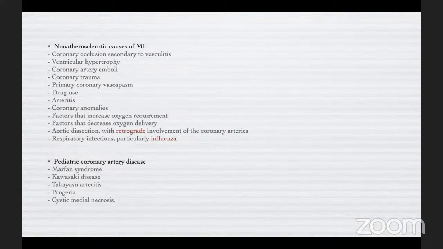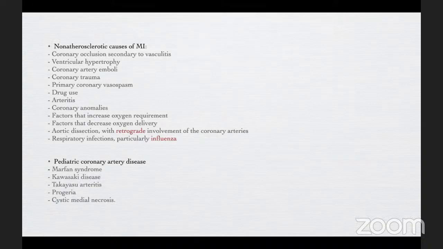Non-atherosclerotic causes of MI include coronary occlusion secondary to vasculitis, ventricular hypertrophy like left ventricular hypertrophy and hypertrophic cardiomyopathy, coronary artery emboli secondary to cholesterol, air, or the products of sepsis, coronary trauma, primary coronary vasospasm like variant angina, drug use like cocaine, amphetamine, or ephedrine, arteritis, coronary anomalies including aneurysm of coronary arteries, factors that increase oxygen requirement, such as heavy exertion, fever, or hyperthyroidism, factors that decrease oxygen delivery, such as hypoxemia or severe anemia, aortic dissection with retrograde involvement of the coronary arteries, and respiratory infections, particularly influenza. In addition, MI can result from hypoxia due to carbon monoxide poisoning or acute pulmonary disorders.